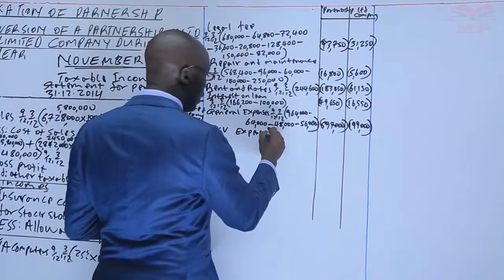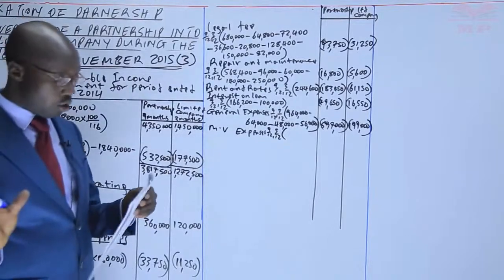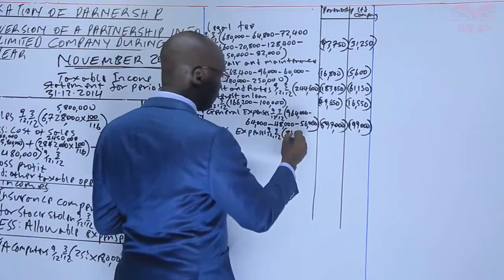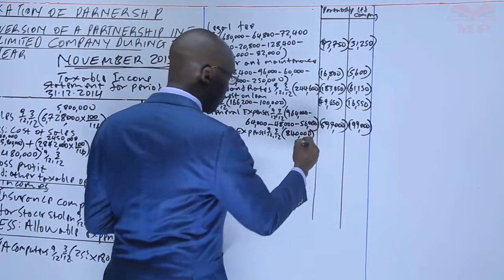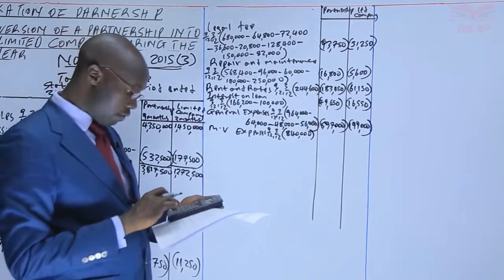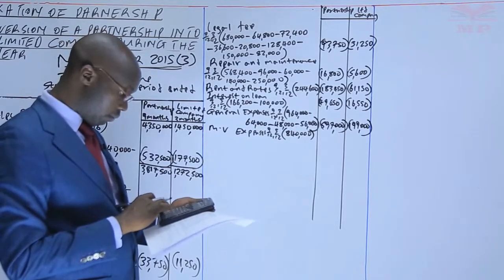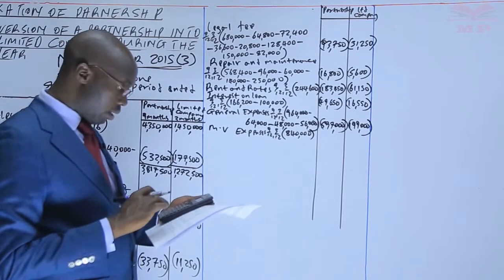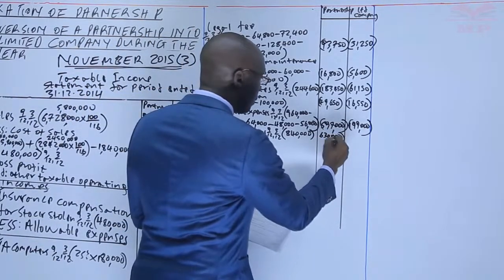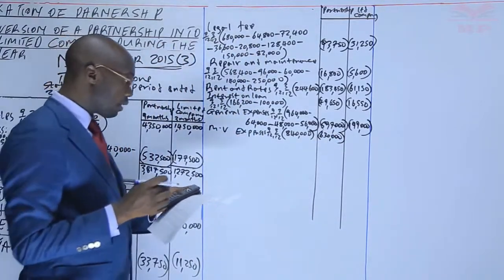Which we have 9 over 12, 3 over 12. This one does not have additional information about it, so it's all about using it the way it is, 840. So we will have 9 over 12 times 840. That gives us 630. We also take the 3 over 12, that gives us 210.